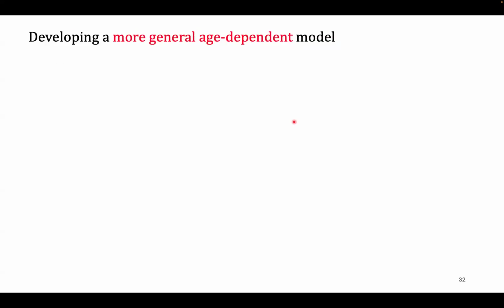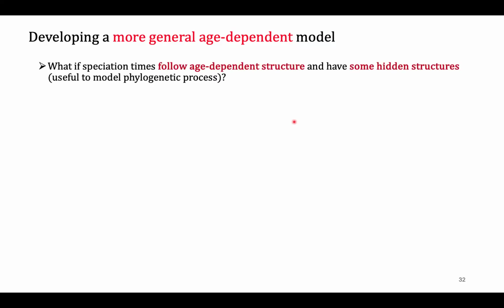So now we have an age-dependent model that uses variable distributions. Now, can we have a more general age-dependent model? Why do we want to do that? Because, recall, we want to improve our rate estimate. So we try to have a better model that can fit better to your data.